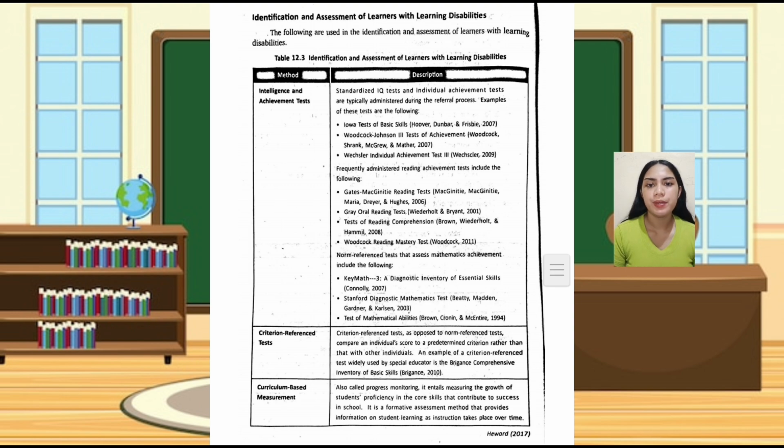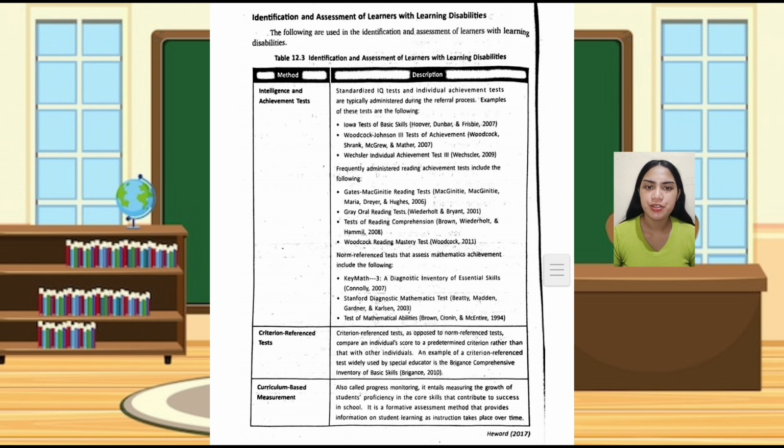Here are some examples of these tests. Wechsler Intelligence Scale for Children, or the WISC, Stanford-Binet, Woodcock-Johnson Test of Achievement, Kaufman Test of Educational Achievement, or the KTEA. These tests reveal patterns of strengths and weaknesses, helping to diagnose specific learning disabilities.